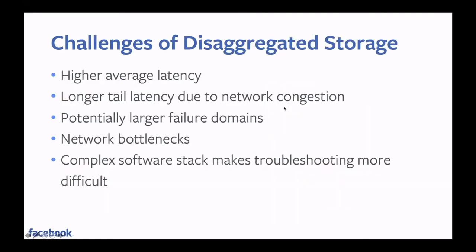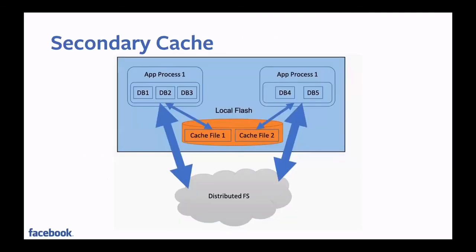However, we have a lot of issues when we do such kind of disaggregation. Since we need to access all the data through the network, we will have high average latency, and also the tail latency is really bad, and it's hard to predict. And we can potentially have different kinds of failures from the network side, from the storage side, and also we have a complex software stack to do the troubleshooting.